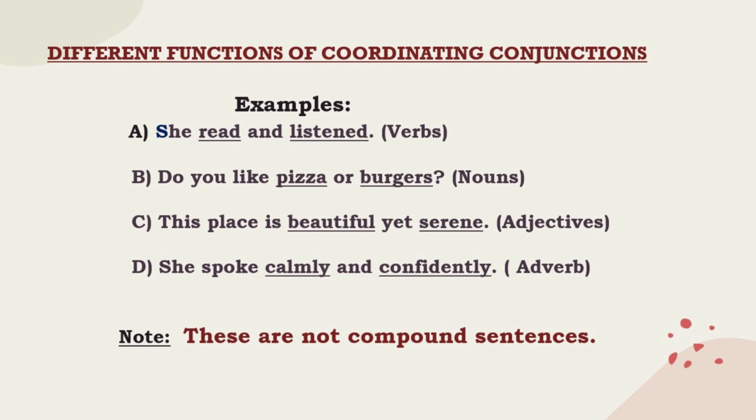Here is an important thing to take note of. There is a coordinating conjunction present in each of these sentences. However, these sentences should not be mistaken for compound sentences. For a compound sentence, you need two subjects and two verbs.